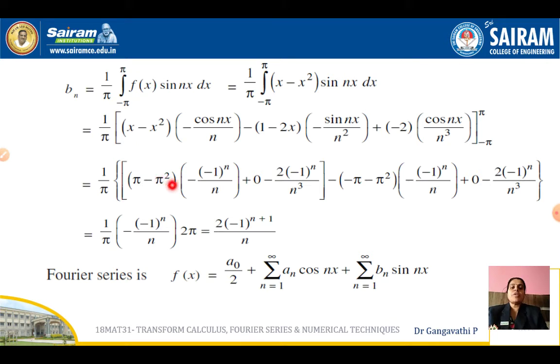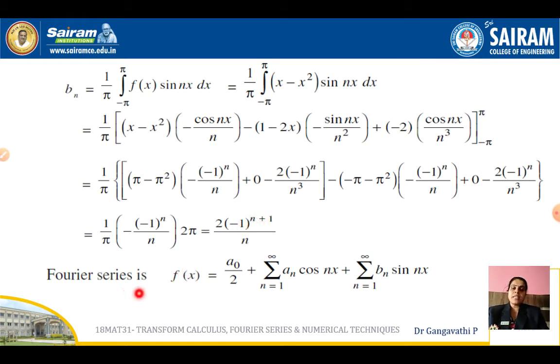When we substitute the upper limit, this is the expansion we get. Sin n pi is 0 always for any value of n. Cos n pi is minus 1 to the power of n. So here we get this term and again this term. For the lower limit it is the same, since cos of minus theta is cos theta itself, so we get the same answer. Further simplifying we get this, and the minus can be added here. So bn is minus 1 to the power of n plus 1 by n.